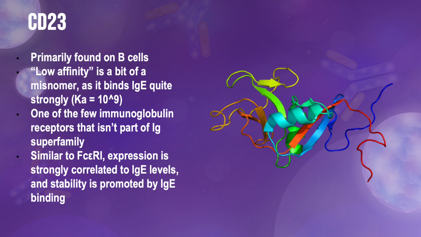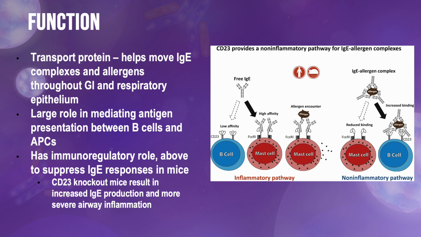The first thing I want to say is that similar to the high affinity receptor, we see that its expression is quite correlated with IgE levels. So if you take away IgE levels, the receptor is not very stabilized, and it's going to downregulate, either getting degraded by proteases or just internalizing into the cell. Now, as far as the functions go, it is doing a few things. One thing that we see it do is act as a transport protein. So it helps move IgE complexes and allergens throughout the GI and respiratory epithelium.